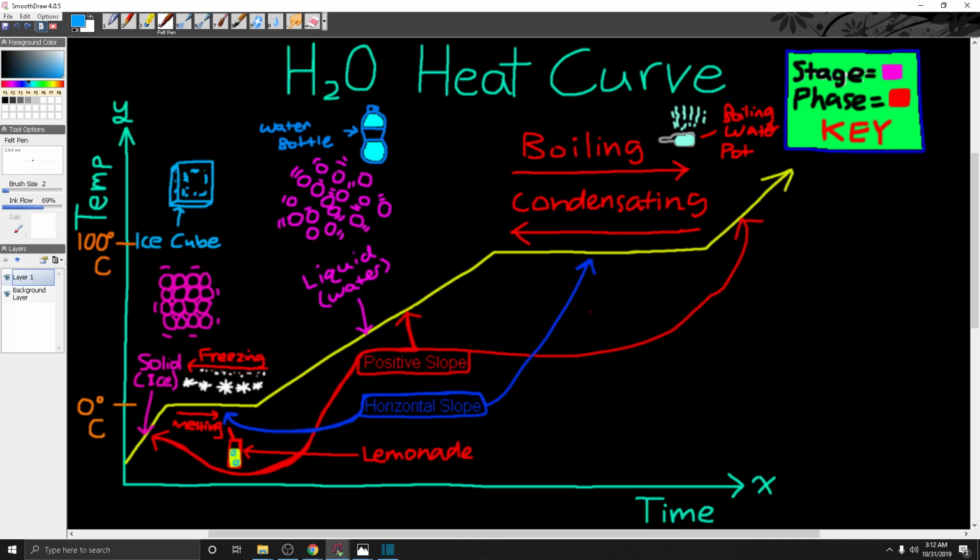One more thing that I still have yet to mention is a different x-axis the heat curve can have. Instead of time for the x-axis, some graphs represent the amount of heat added. The heat added can be a constant, independent variable.